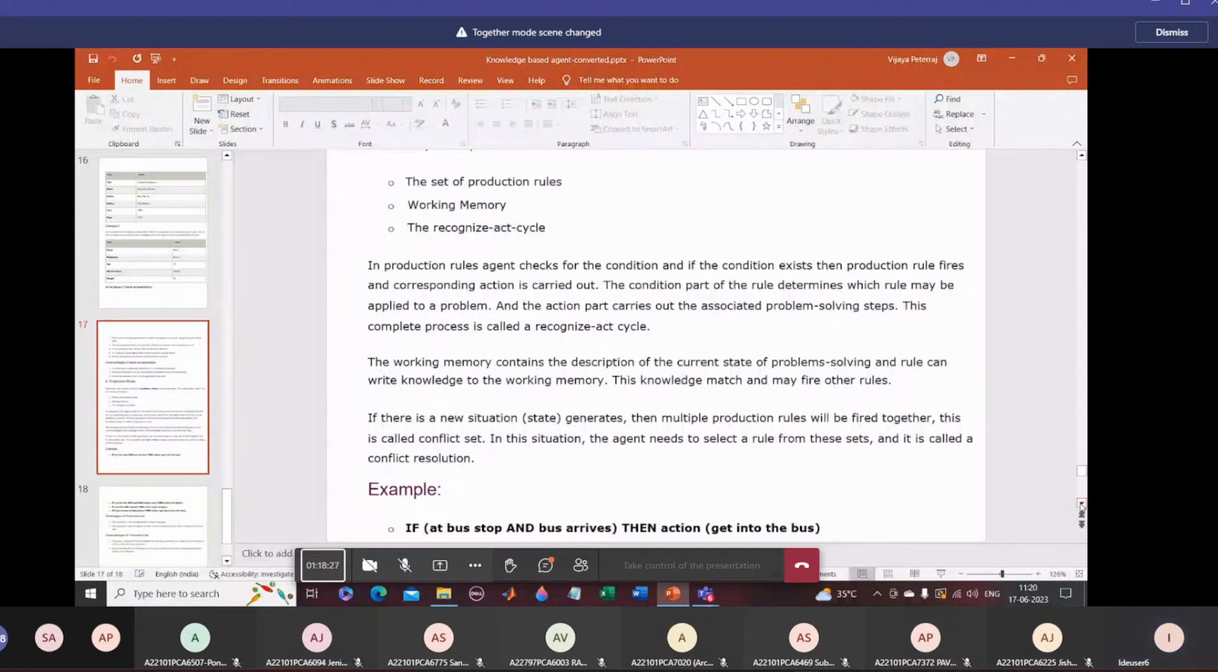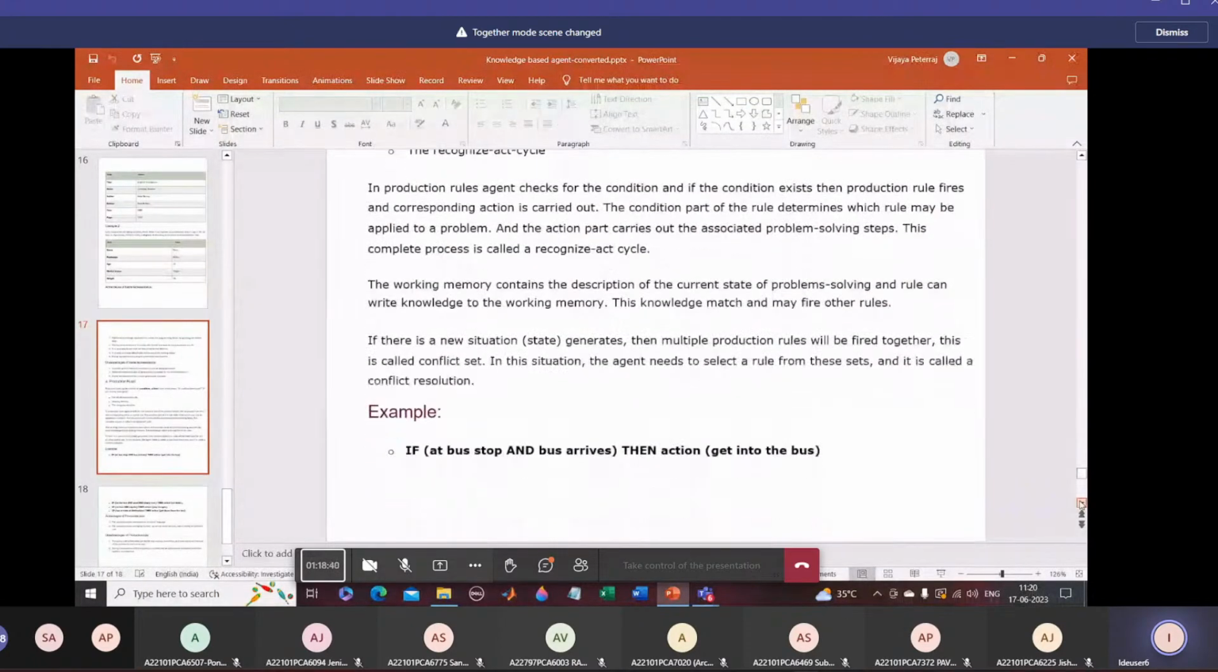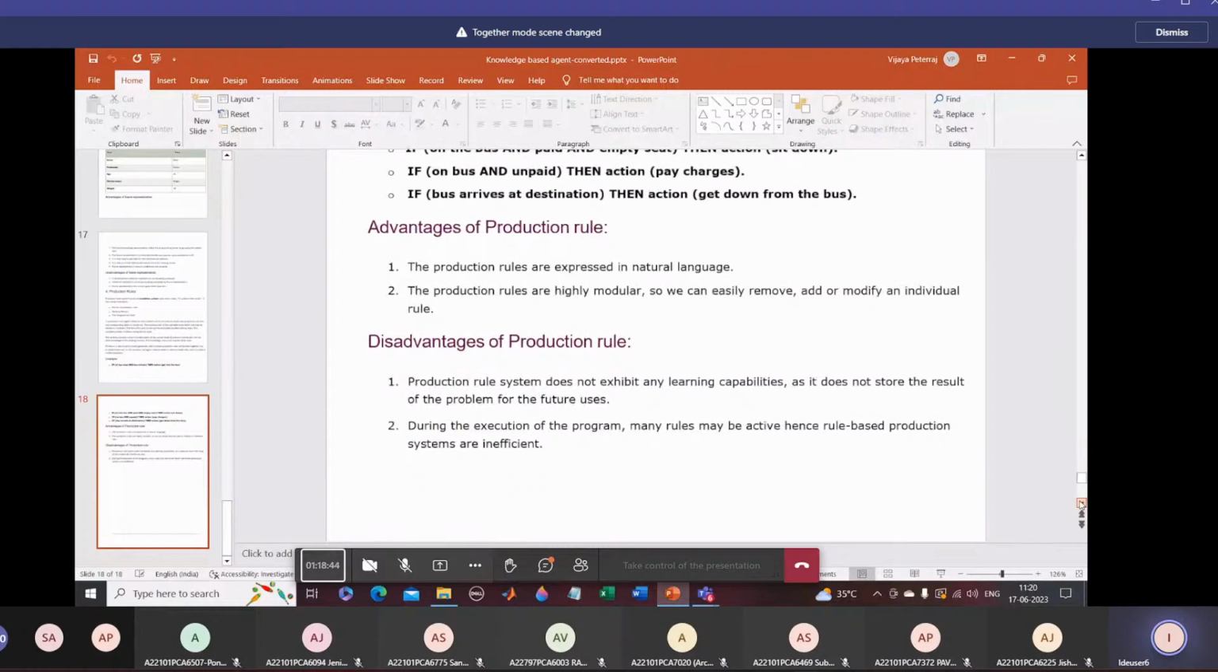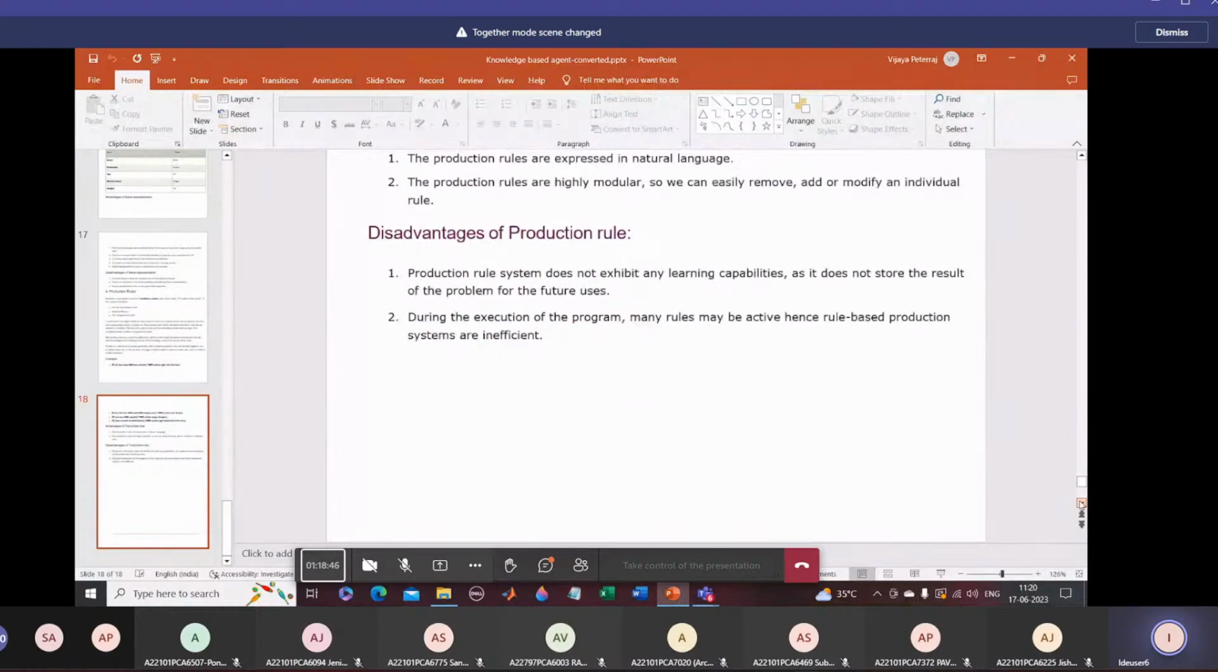If there's a new situation, then multiple production rules may be fired together. This is called a conflict state. In this case, you have to select a rule from these sets. That is called conflict resolution. So this is an example here, right? Each one has advantages and disadvantages. So this is about your knowledge-based agent.